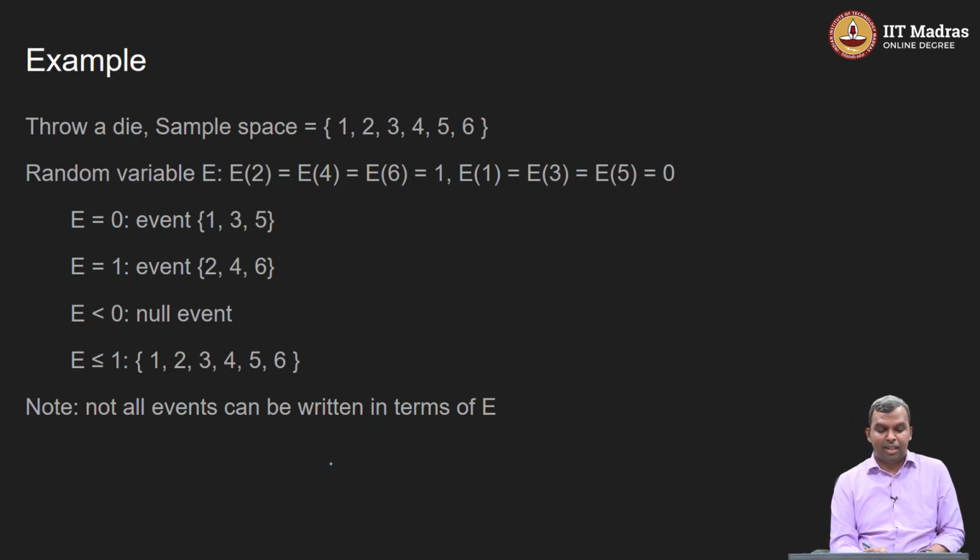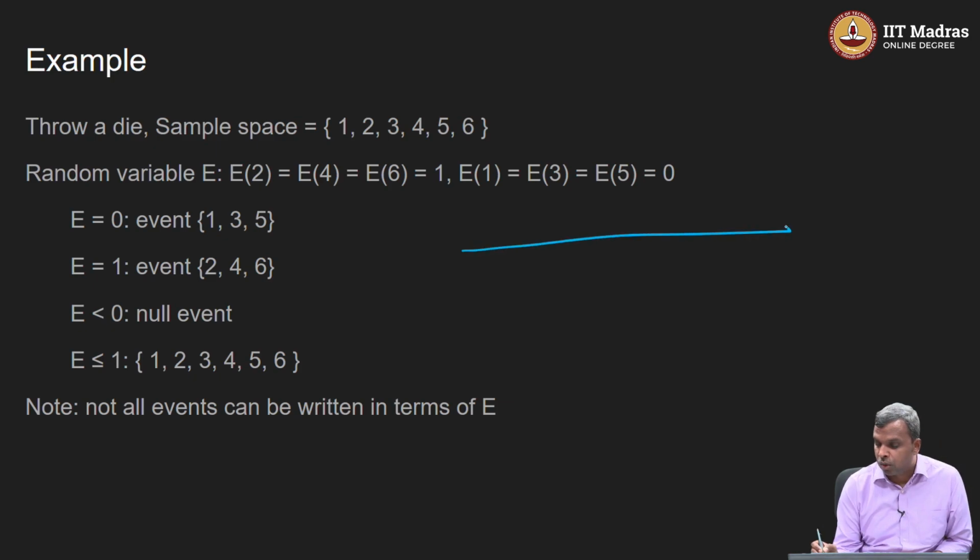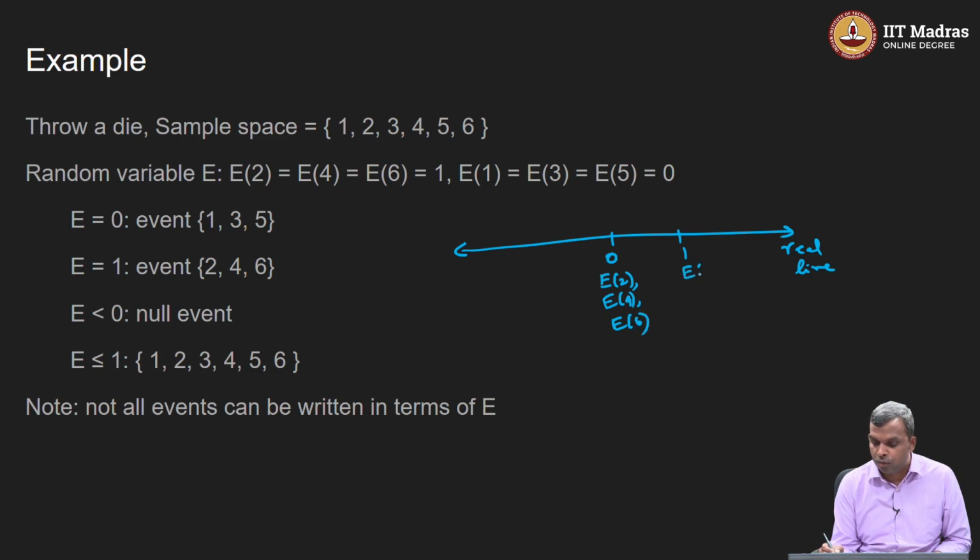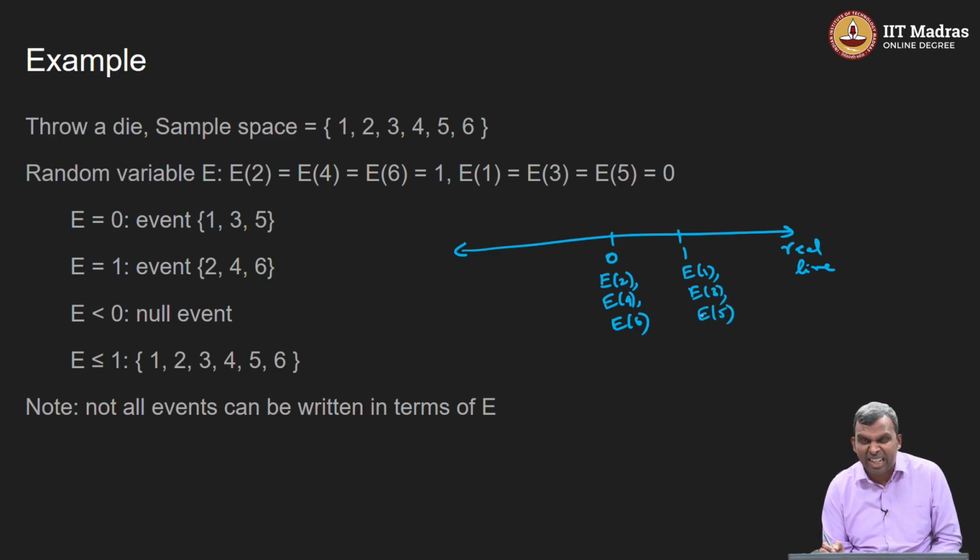Here's a slightly different example where we've used this random variable E that we defined on the throwing of the die, 1, 2, 3, 4, 5, 6. I had this random variable E, which said for 2, 4, and 6, the random variable takes value 1, and for 1, 3, and 5, it takes value 0. If you want to picture the real line once again, picturing random variables on the real line will give you some idea. So there's 0 and there's 1. This is E of 2, E of 4, E of 6, and this is E of 1, E of 3, E of 5. I'm writing all this out in detail, but eventually you don't have to write it. You'll see how things work out.